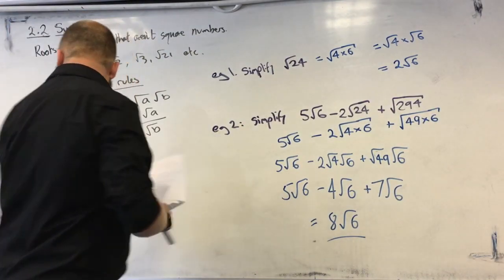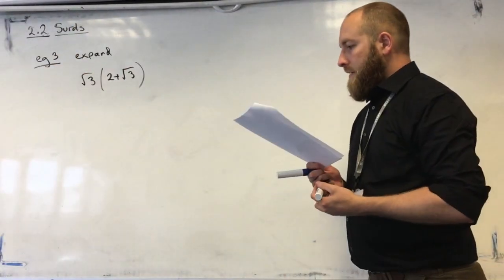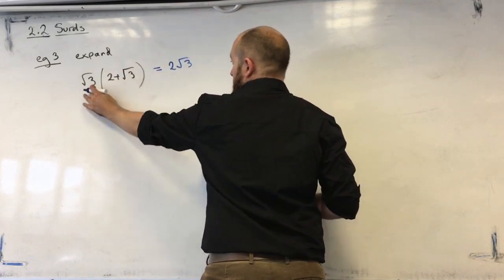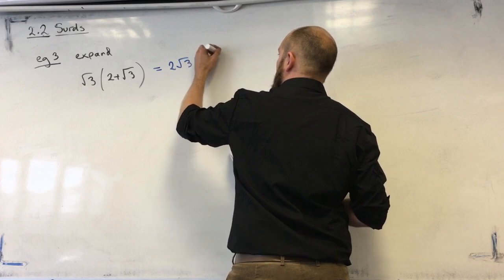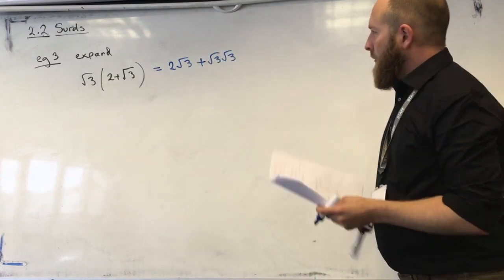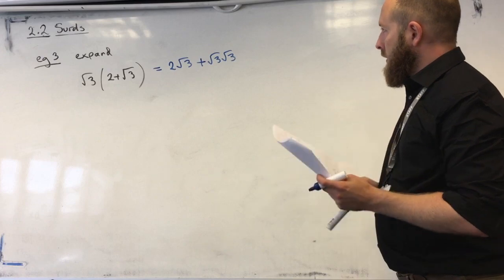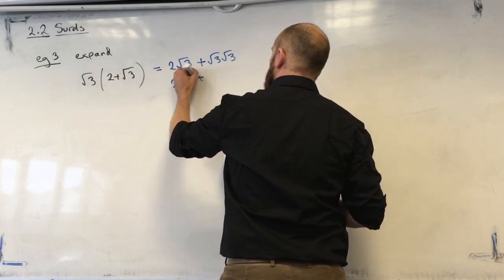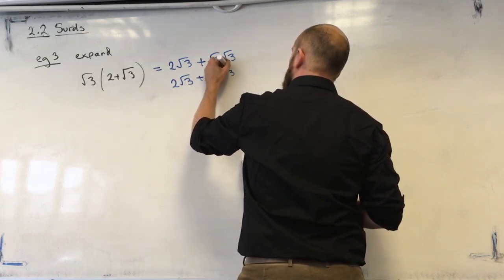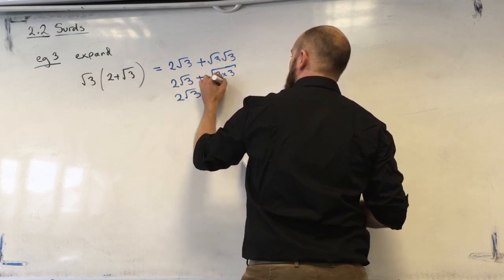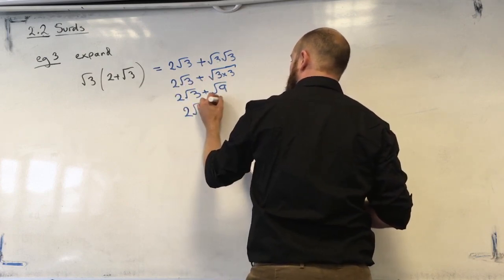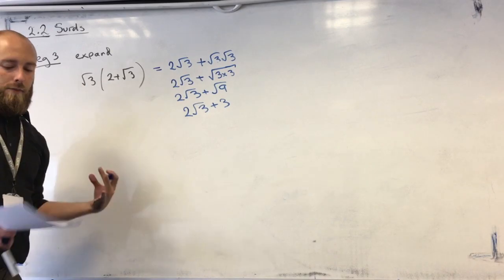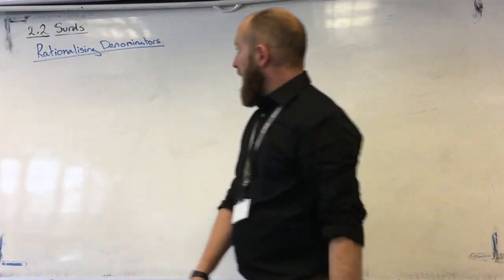Alright, let's try one more, expanding some brackets. So we're going to try and expand this, so we can say, well, 2 times root 3 is 2 root 3, then root 3 times root 3. But if you've got root 3 and you're timesing it by root 3, you're going to end up with just 3. So we can combine those two again. Root 9 is 3, so 2 root 3 plus 3. So generally you can remember if you've got two roots of the same thing times together, you just get rid of the root sign. Okay, rationalising denominators.